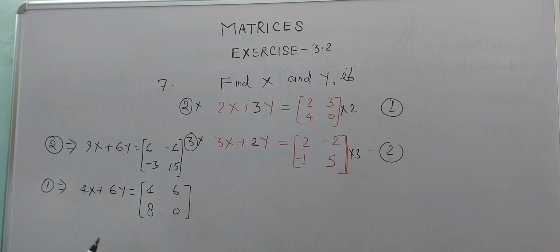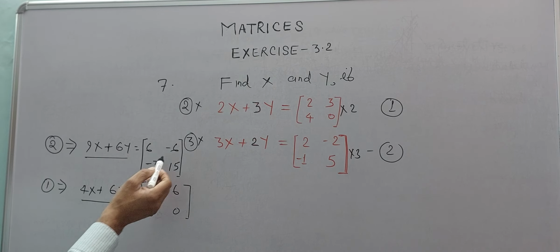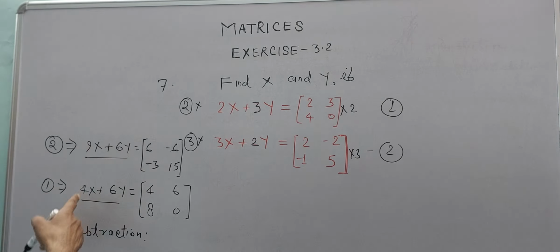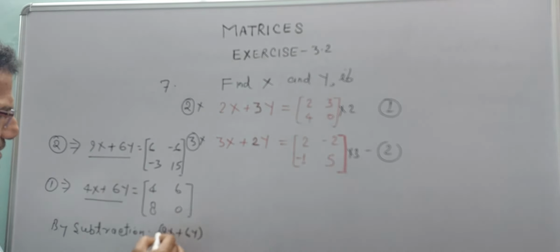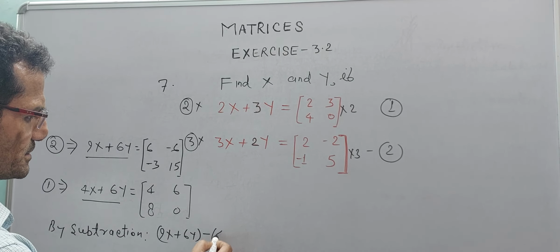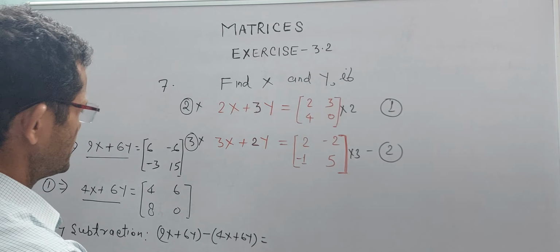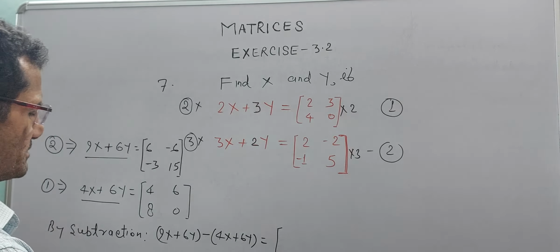After subtracting these two, we have to subtract from the left part this part from here, and this from here. So by subtraction it becomes 9x plus 6y minus 4x plus 6y. Now this becomes this minus this. So we have to subtract the first matrix from the second one.